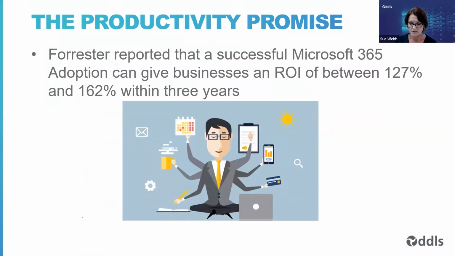Now, Microsoft themselves will tell you that you should be hitting various levels of productivity with a rollout of Microsoft 365. And Forrester actually reported that a successful 365 adoption, okay, keyword there being adoption, can give businesses an ROI between 127 and 162% within 3 years. So that's the promise of productivity. And again, keywords, adoption, successful. Just because you've rolled out 365 doesn't mean that people have actually adopted it.